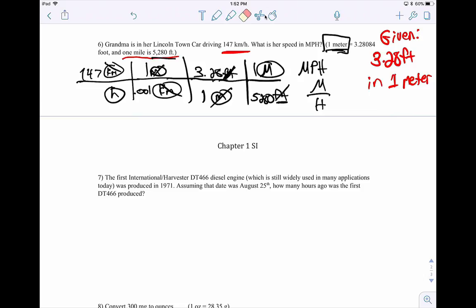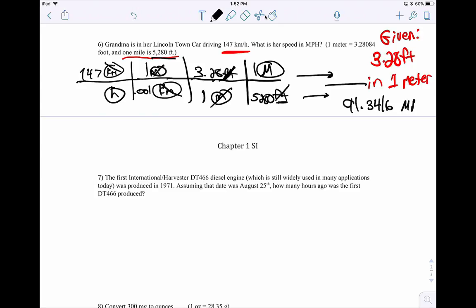Now all you need to do is take a calculator and multiply every number in the top row, multiply every number in the bottom row, and then divide the two. And that's going to give you 91.3416 miles per hour. So grandma's going... You can round that to 91.3 miles per hour if you would like.